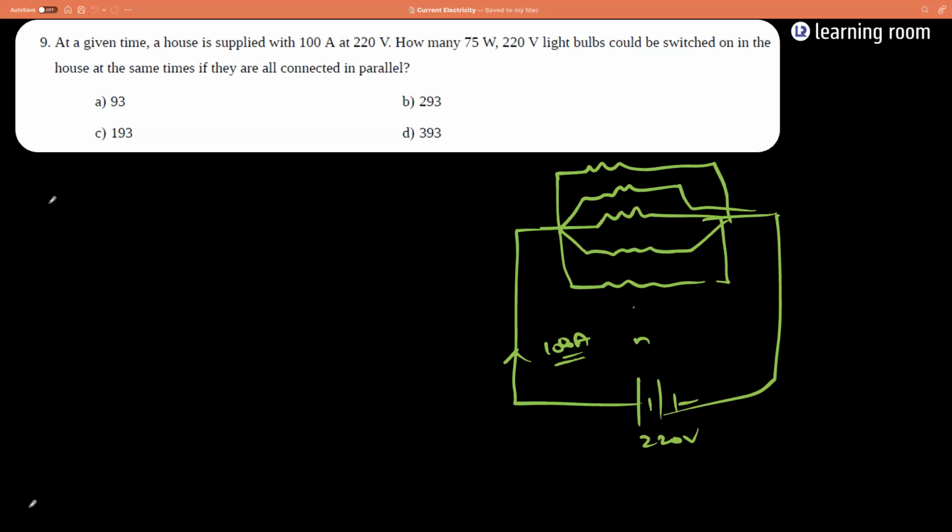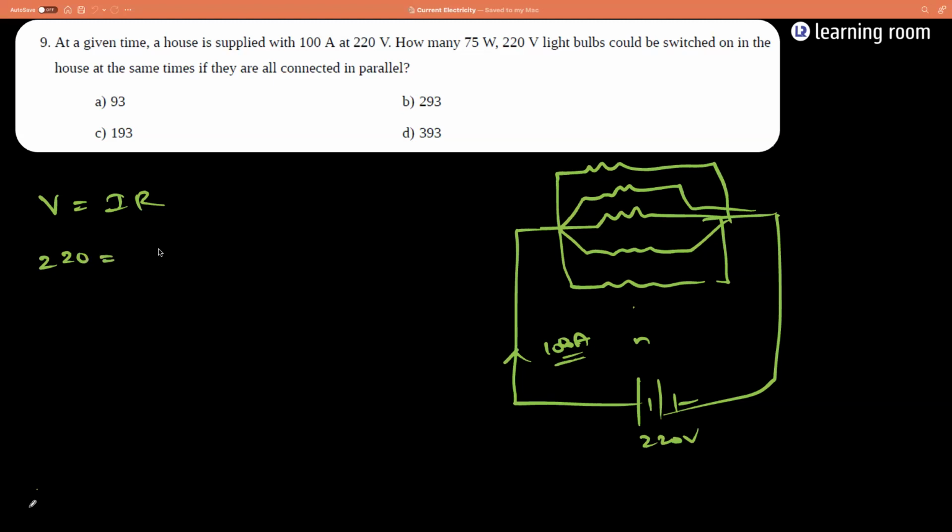So is it 293 bulbs? Correct. V is equal to IR. V is not 100, V is 220. Tell me how you got to 293. Basically, I calculated the power of the whole thing, that is V into I, which is 100 into 220, and I divided it by 75. It's actually a decimal number, but I took it as 293.